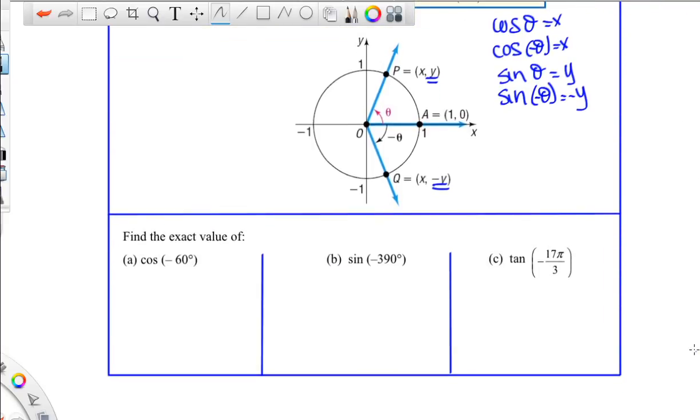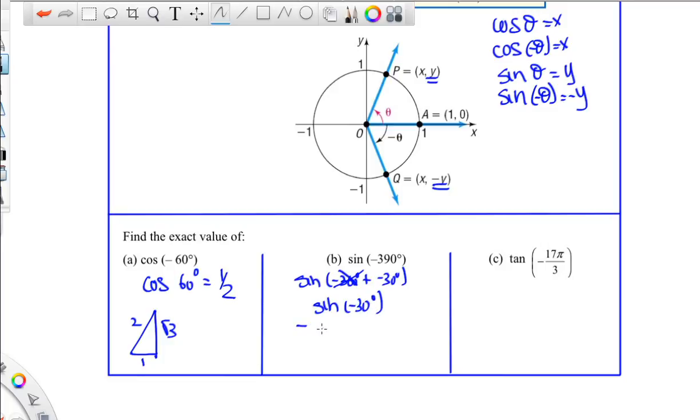Alright. Find the exact value of. So the cosine of negative 60 is the same as the cosine of 60. So I'm using the even and odd properties here. And the cosine of 60 is, let's see, I'm doing this in my mind. So that's 1, that's 2, that's the square root of 3. So it's 1 over 2. That's a half. Okay? The sine of negative 390 is the sine of negative 360 plus a negative 30 degrees. Take that one out. So I'm looking for the sine of negative 30 degrees, which is the same as the opposite of the sine of 30 degrees. And the sine of 30 degrees happens to be a half as well, so this one is a negative half. And then finally, the tangent of negative 17 pi over 3.